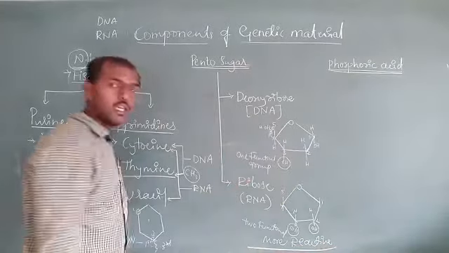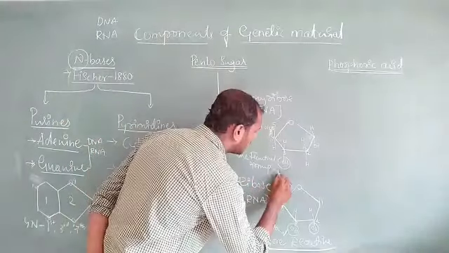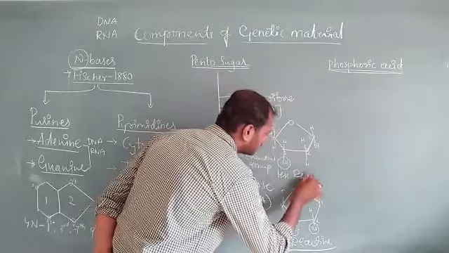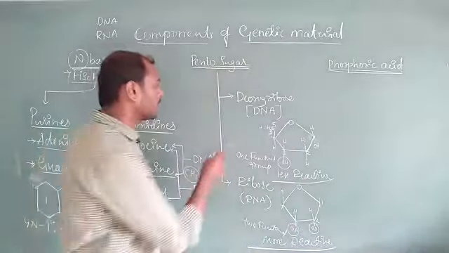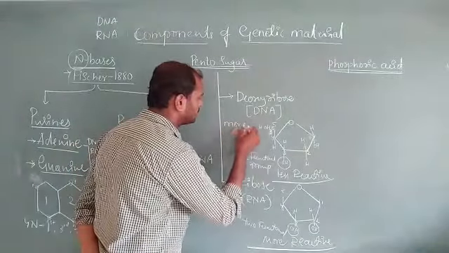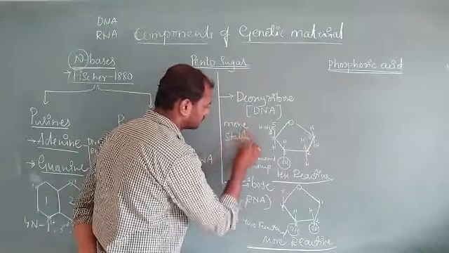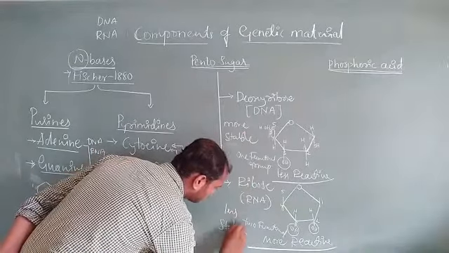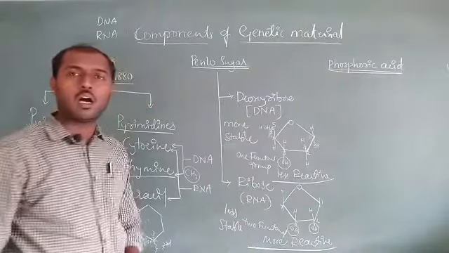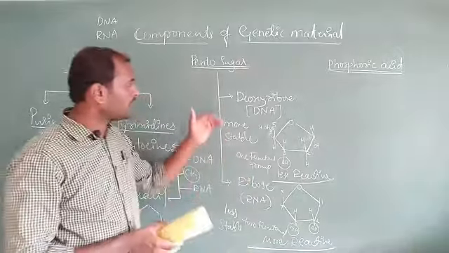Okay, so this one is less reactive, and you can say more stable, and that one is less stable. So RNA is less stable and DNA is more stable.